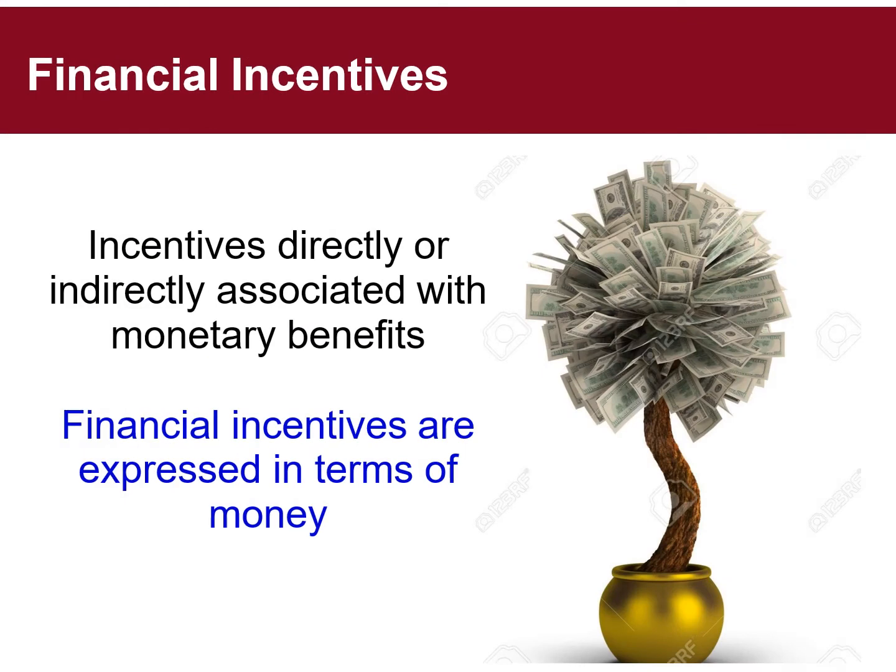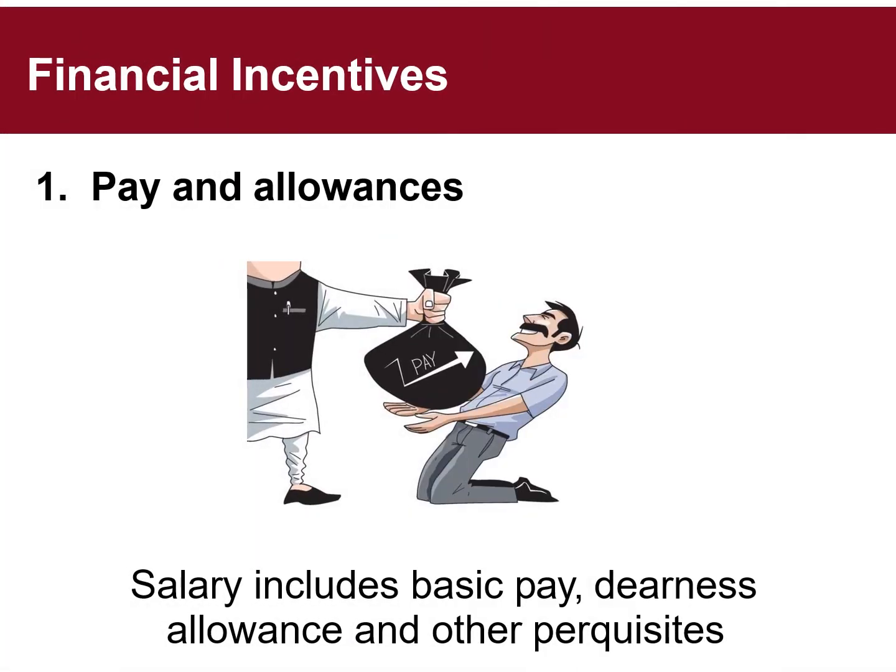Financial incentives we will understand first. Financial incentives directly or indirectly are associated with monetary benefits. Financial incentives are expressed generally in terms of money. Financial incentives include pay or allowance. What are pay or allowance? The basic salary which anyone gets, along with the dearness allowance or any kind of perquisites which are mutually decided between the employer and the employee, are all included in pay and allowance.